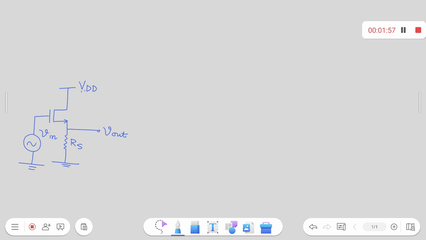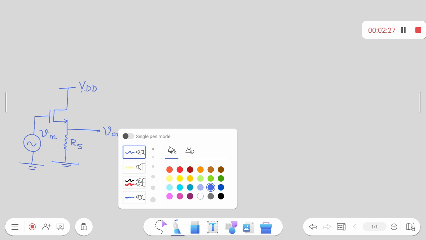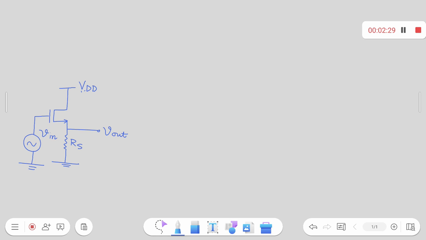So what will be your gate to source voltage over there? Gate to source is Vin minus Vout. Gate voltage is Vin, source voltage is Vout. Then you can find the overdrive voltage, Vin minus Vout minus VTH, the threshold voltage. So what is my current? If the device operates in the saturation region, what is my current expression ID?